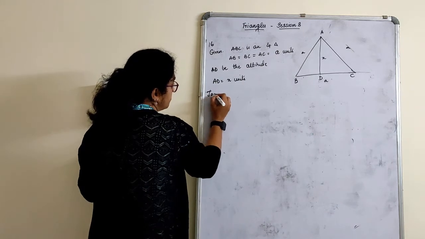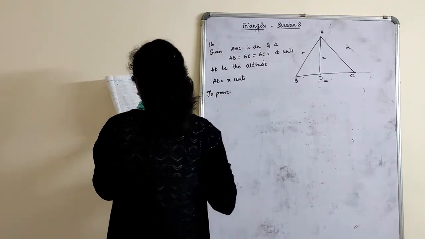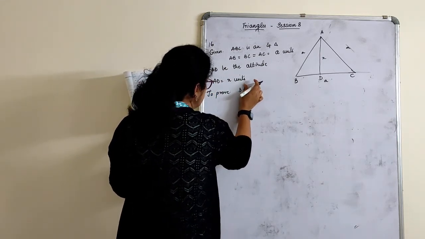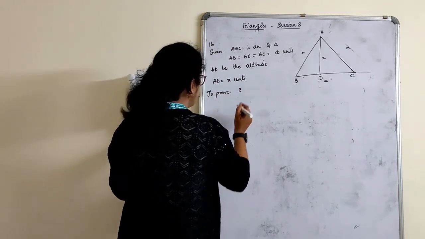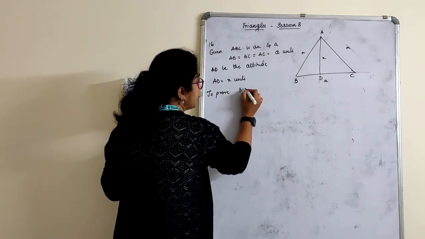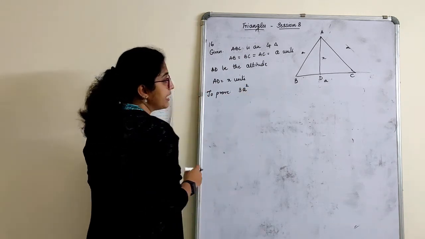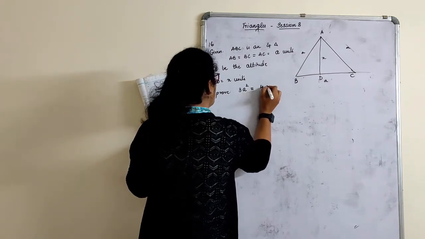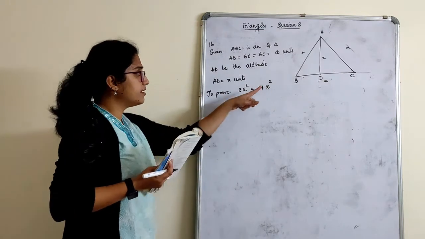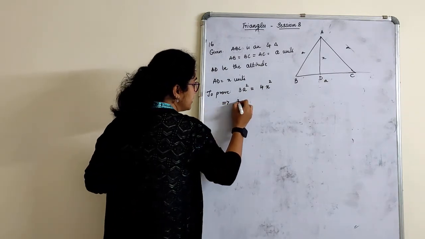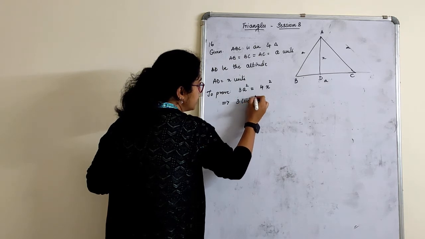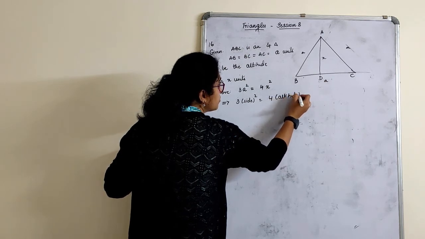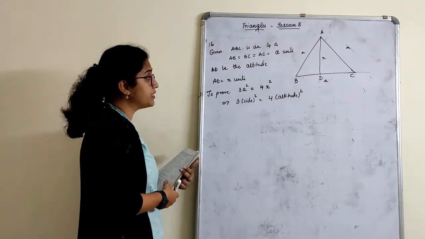To prove, 3 times the square of one side of an equilateral triangle is equal to 4 times the square of an altitude. Is it clear what I have written? This is nothing but 3 times the square of the side of an equilateral triangle is equal to 4 times the square of the altitude. This is what we have to prove here.